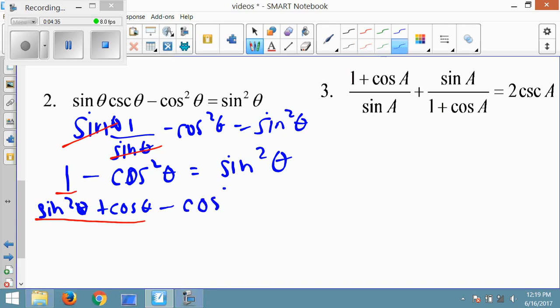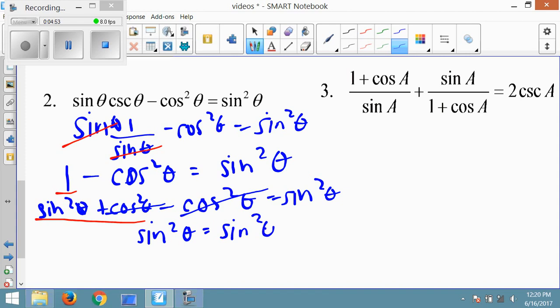If I look at the rest of the problem and write it down as is, I'll notice that the cosine squared of theta minus cosine squared of theta are going to add to 0, so I end up with just sine squared of theta equals sine squared of theta, and we are done.